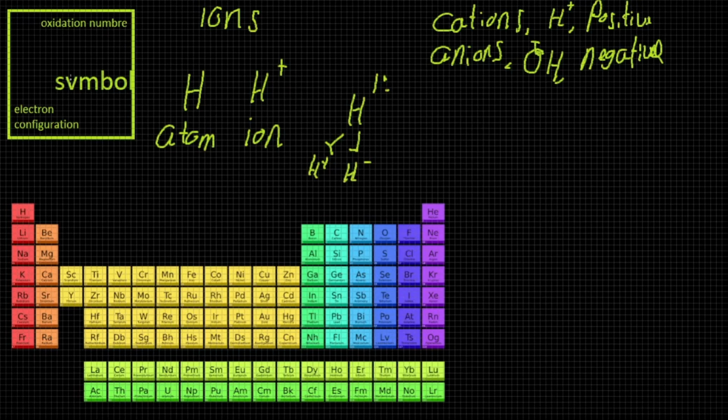Why this is the case is if you look at the electron configuration, if hydrogen gets one electron, it has a full shell, but then it also has a negative charge, and if it loses one electron, it has no electrons in its shells, so it's stable, but it has a positive charge because it has more protons than electrons.